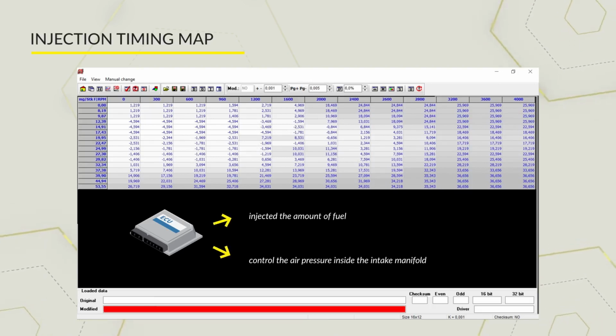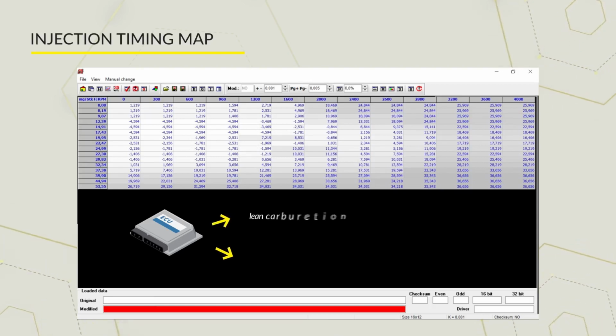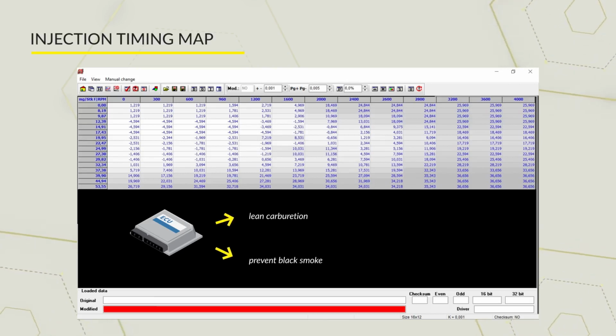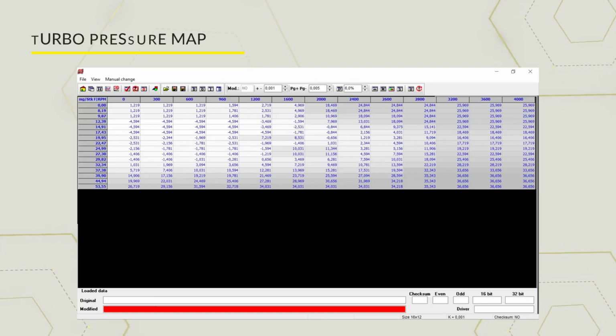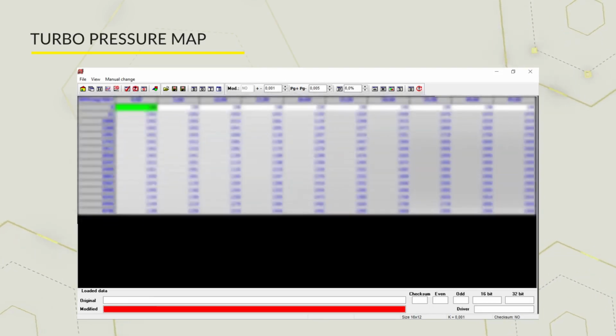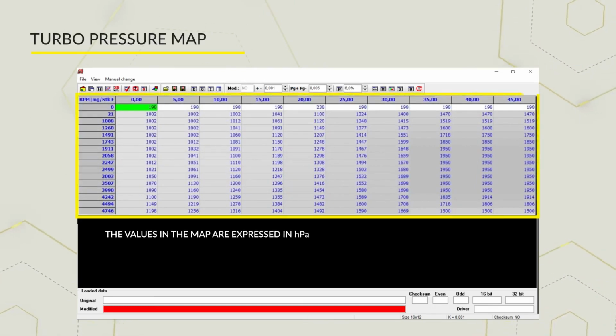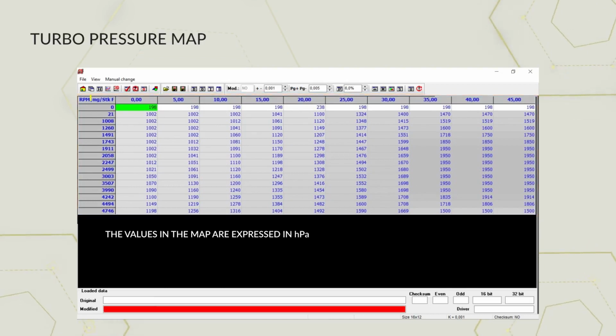Furthermore, the engine control unit, in addition to the amount of fuel to be injected, must control the air pressure inside the intake manifold to have a sufficiently lean carburation and prevent black smoke in the exhaust gases. To do this, another map, called turbo pressure, comes to our aid. Let's take a closer look at this map. In this map, the values present are pressure values expressed in hectopascals, as a function of the engine speed and milligrams of fuel to be injected for each cycle.